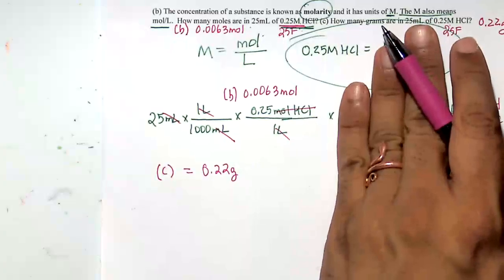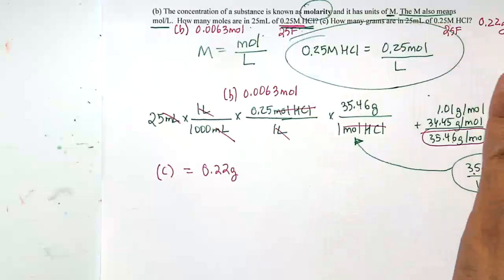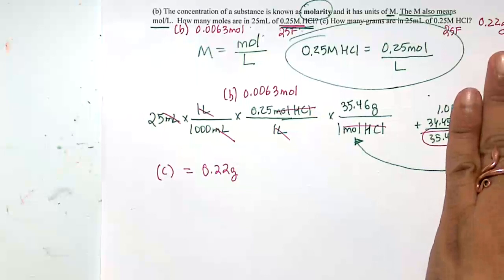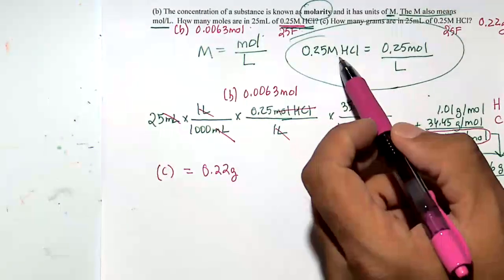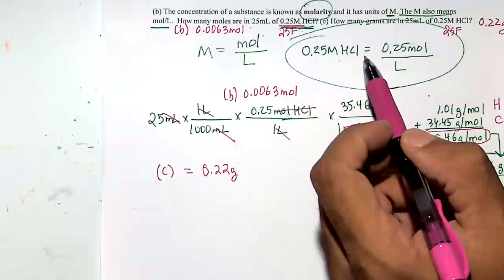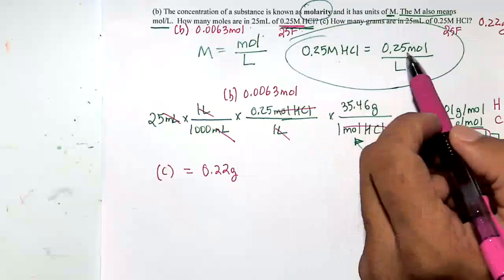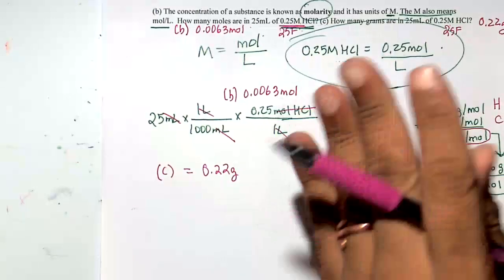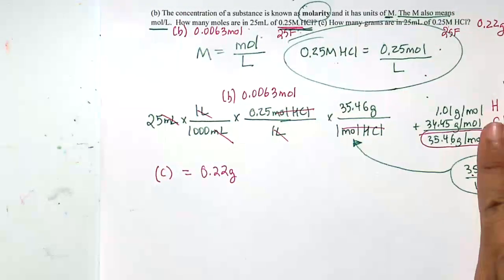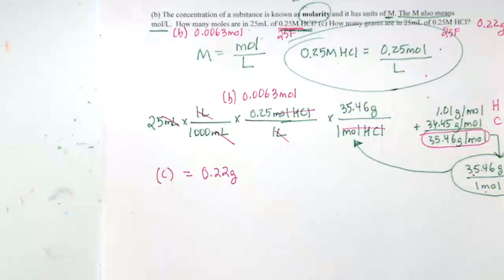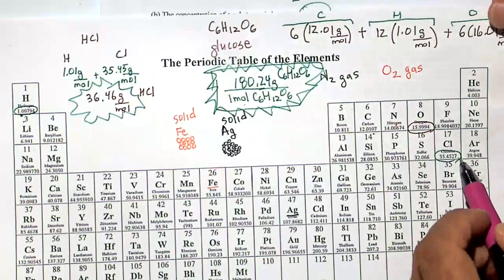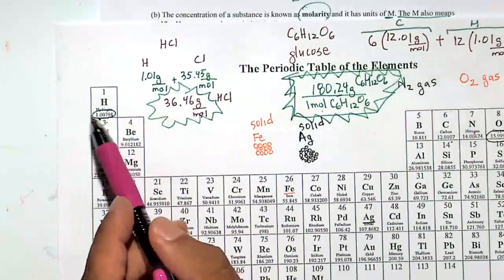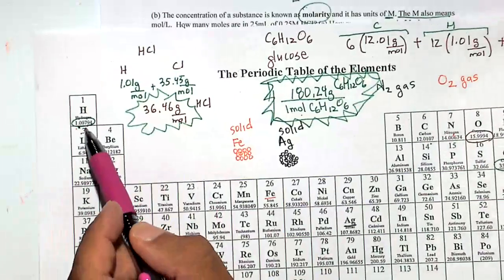So if we want the number of moles, we'll stop here. If we want the number of grams, what do we need to do? Okay, use the molecular weight. If we want the number of moles, we'll stop here because 0.25 molar HCl is really what? Moles over a liter. But if you want grams, 1 mole of HCl is how many grams? Add those bottom numbers up. Add this number, add this number.